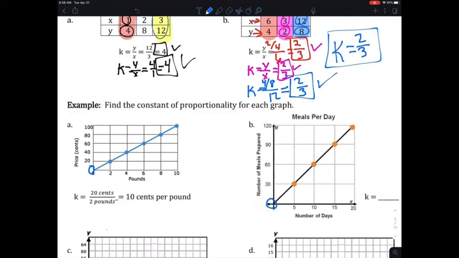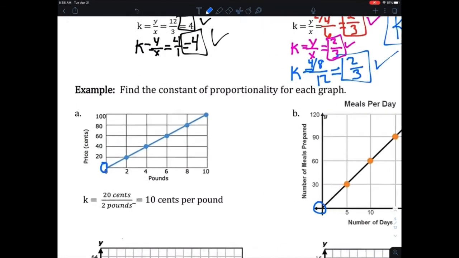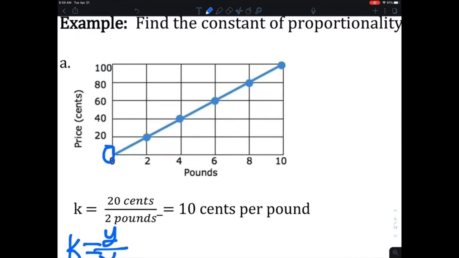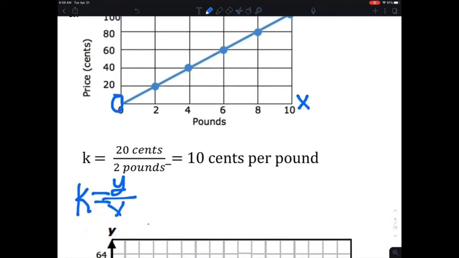Okay, find the constant proportionality for each graph. So let's look at this one right here. We're still doing the same thing. Nothing has changed. We're still using k equals y over x, right? Now look at your graph. It's not labeled for you, so that's a little tricky. Which is which? 0, 2, 4, 6, 8, or 10. Those are my pounds. That's going to be off of my x-axis. 0, 20, 40, 60, 80, 100. That's going to be my y. And they're giving you an example here. They're doing 20 cents.